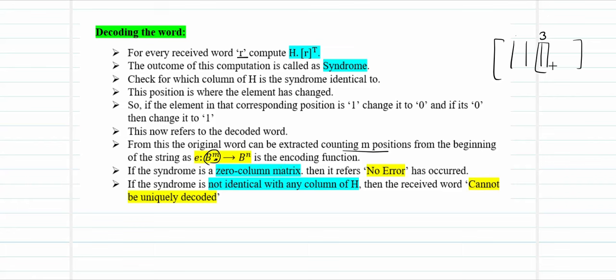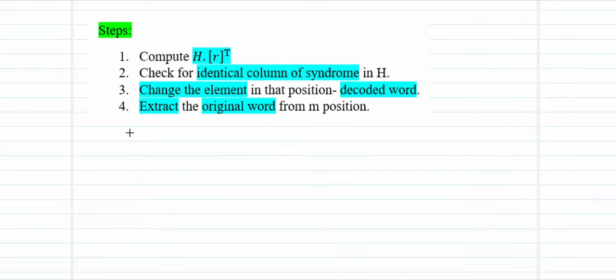So this is the entire process that goes into the decoding of the word. We will make it crisp, as 4 steps. Compute H into R transpose. Collect the syndrome out of it and check which column of H is identical to the syndrome, and change the element in that particular position, which gives you the decoded word. And from the decoded word, collect the first M positions, and that will give you the original word. So these are the 4 steps which we are going to follow for decoding any word.